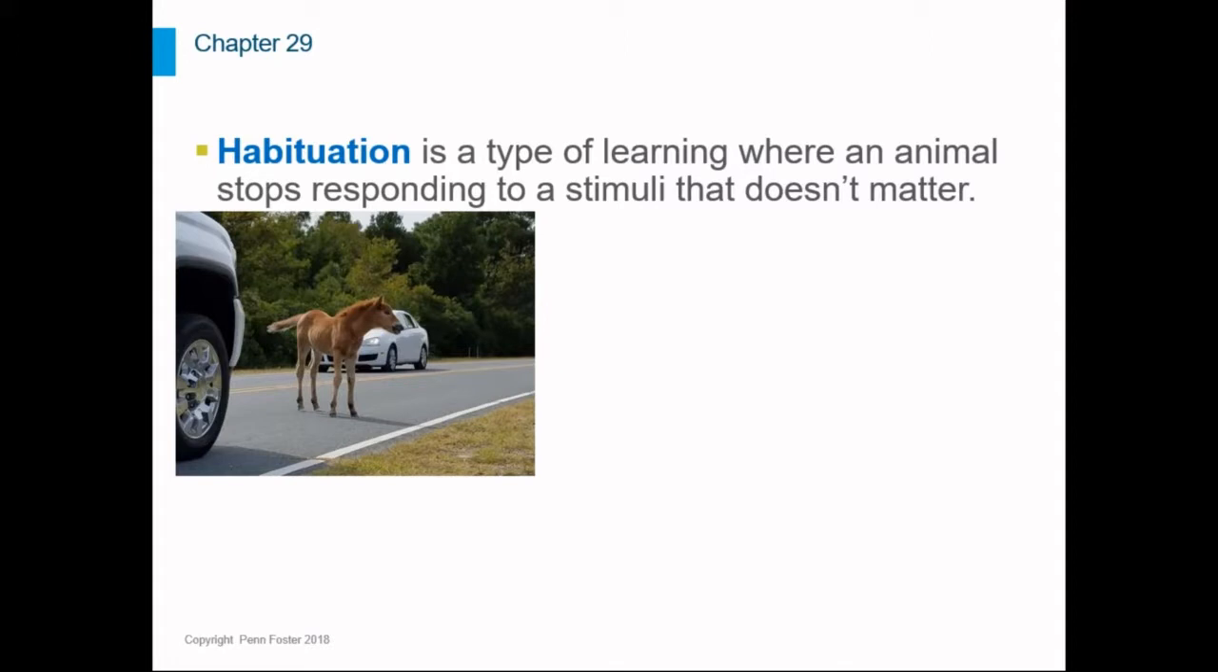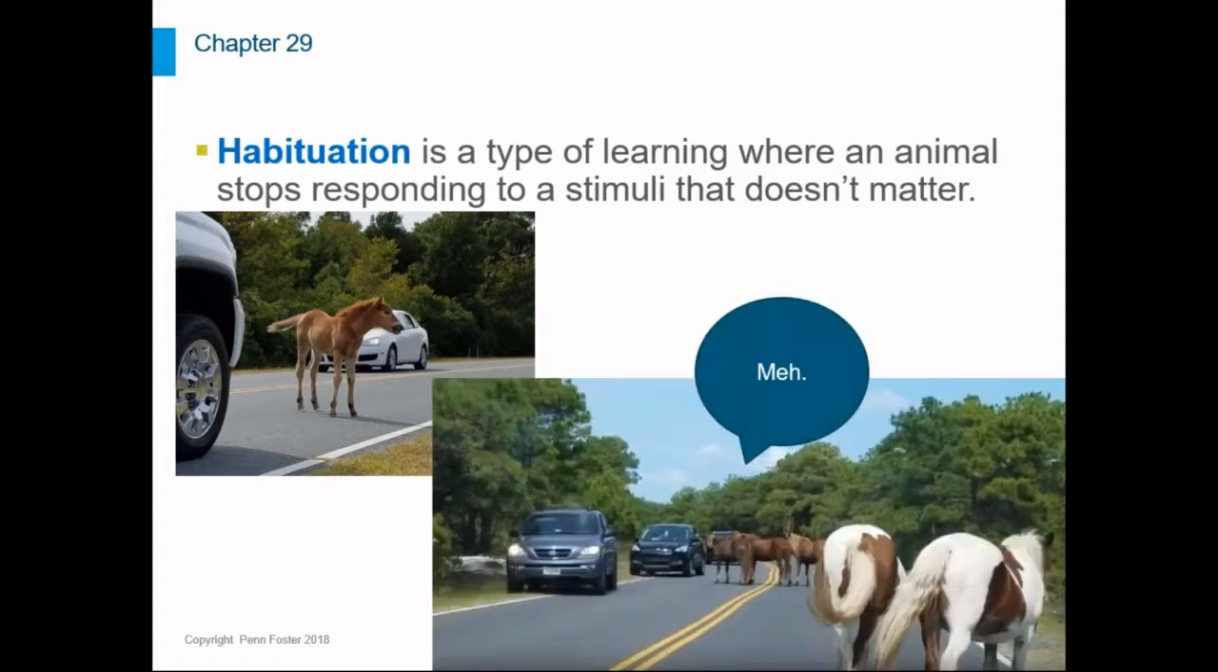Here is a similar example. This is from Assateague Island. This little foal was afraid of the cars. So when the cars started moving, she ran right over to her mom. But the older adult horses, and these are feral horses that just wander around the island, couldn't care less that the cars were there. They stood in the road as the cars drove by them. So this is habituation. They had quickly learned cars don't matter. They're not going to do anything to us. We can just stand here and they'll go around us.